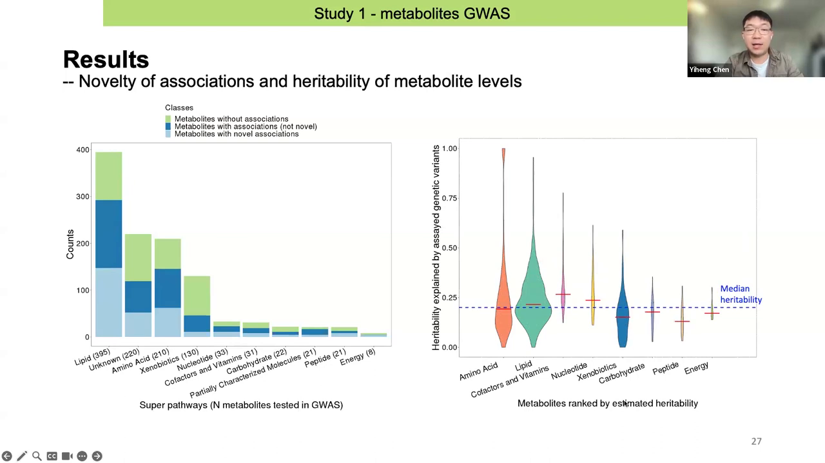So here on the right panel, I'm showing you the heritability estimated for different metabolites. This is a violin plot. On the x-axis are the categories of the metabolites, and the y-axis is the estimated heritability. In general, we find that around 20% of the variance of metabolites can be explained by genetics. That's the median heritability. For some categories, like xenobiotics or peptides, the median heritability is lower compared to others, whereas cofactors and vitamins and nucleotides seem to have higher median heritability.